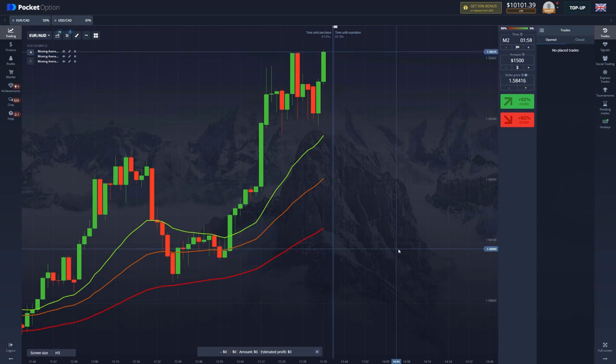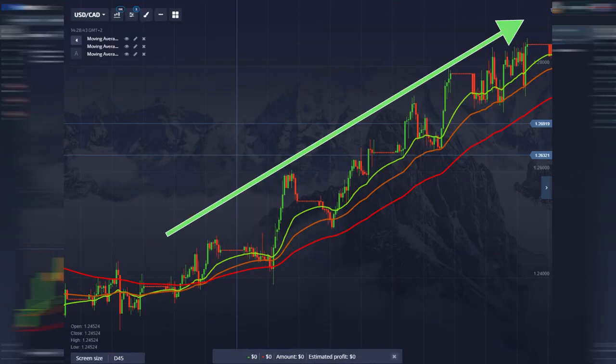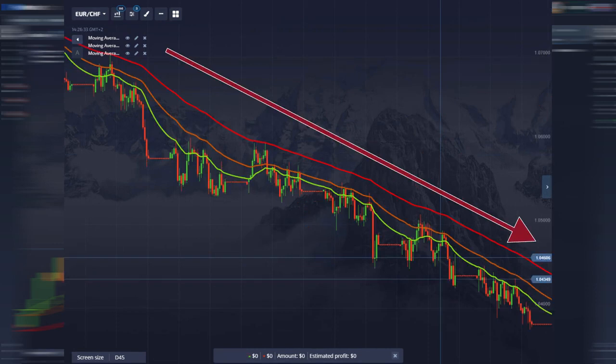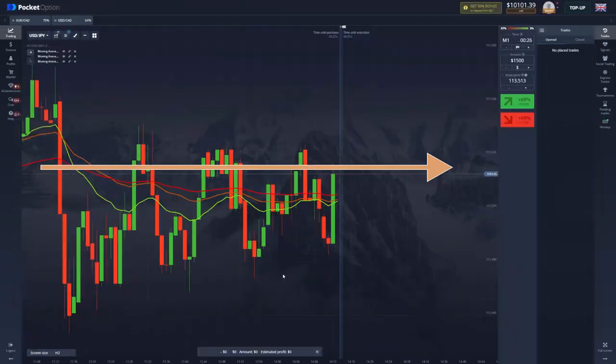With that said, the market consists of three parts: an uptrend, a downtrend, and a sideways range. So let's look at each one of them. An uptrend describes the price movement of a financial asset when the overall direction is upwards. In contrast to an uptrend, there's a downtrend, which means that the price of the asset moves lower as it fluctuates over time.